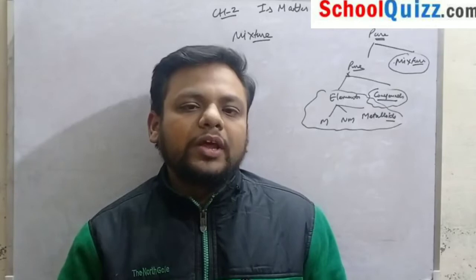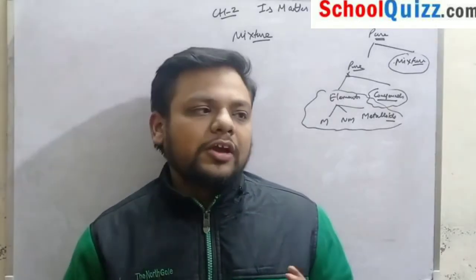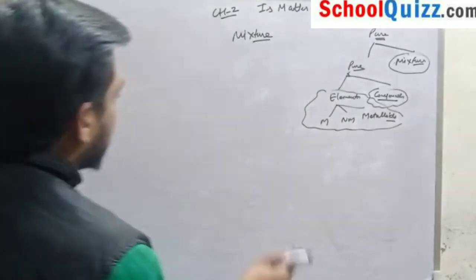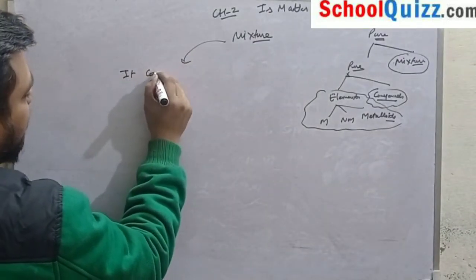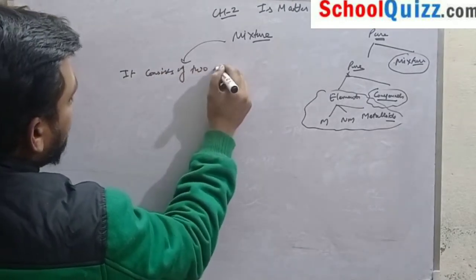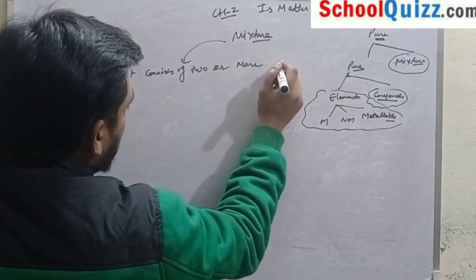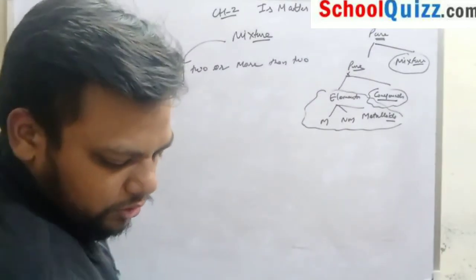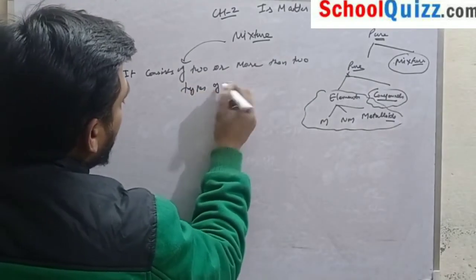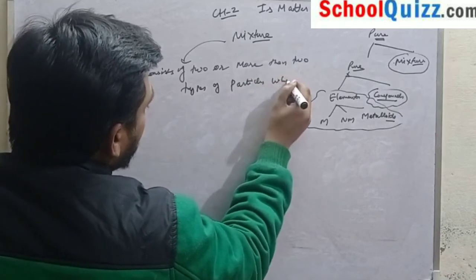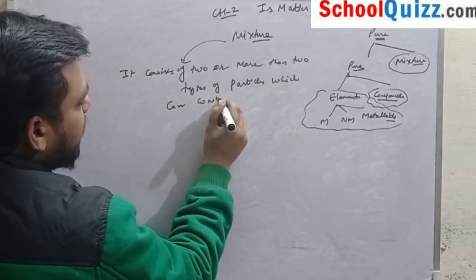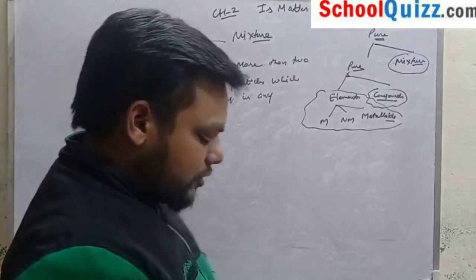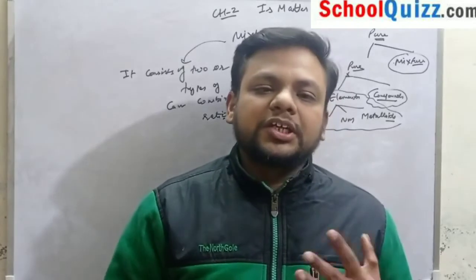As we talked about, a compound is formed when two or more elements combine in a fixed ratio, and when the ratio is not fixed, it becomes a mixture. So what is a mixture? It consists of two or more types of particles which can combine in any ratio. Whereas in a compound the ratio was fixed, in a mixture the ratio is not fixed.